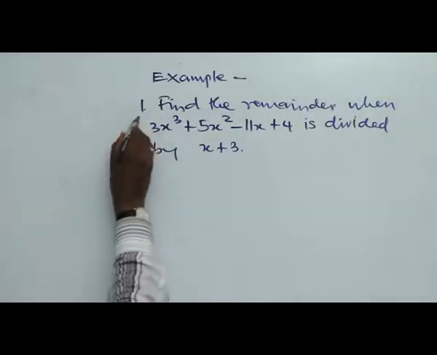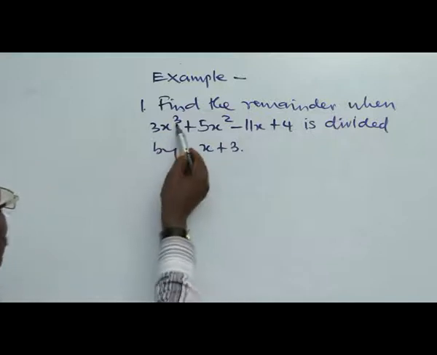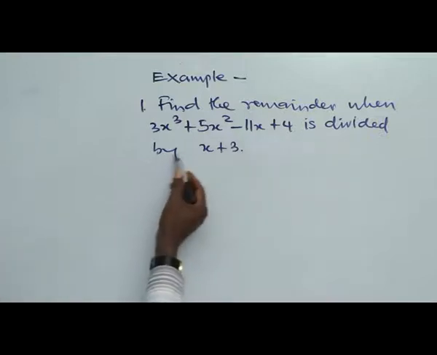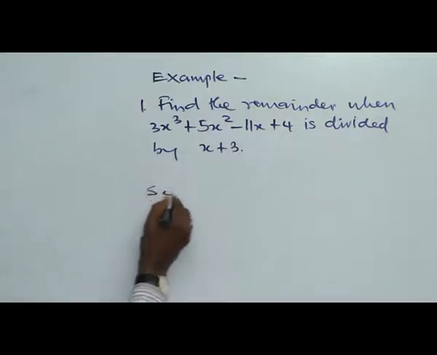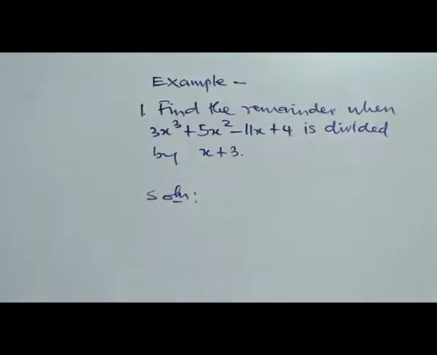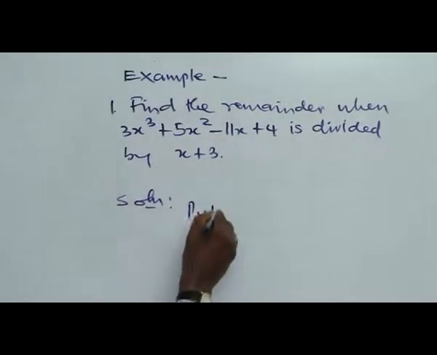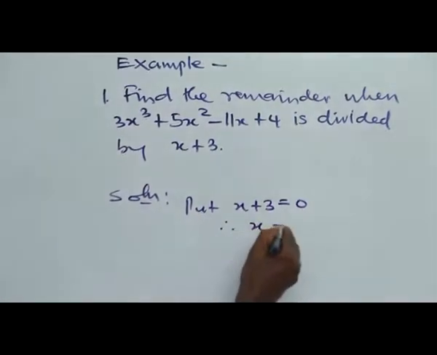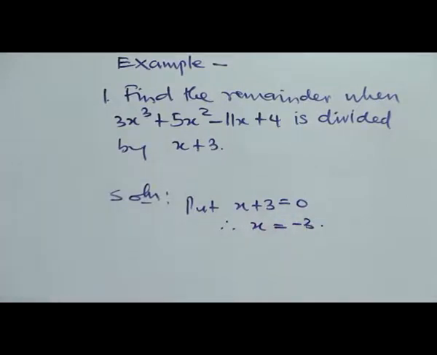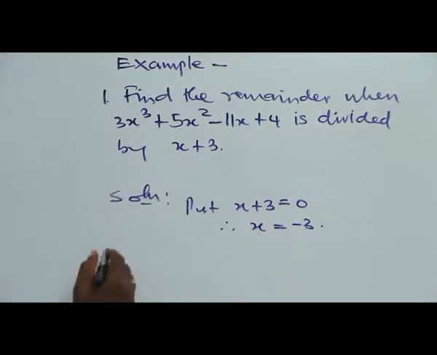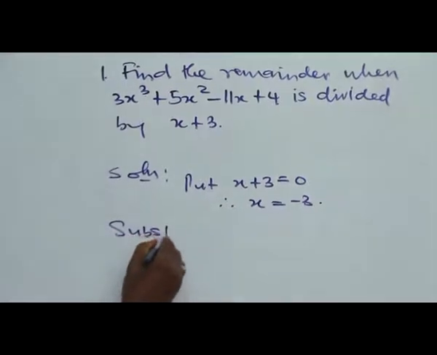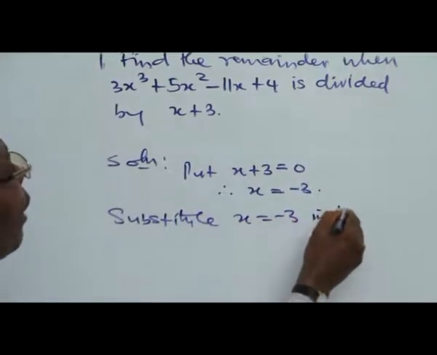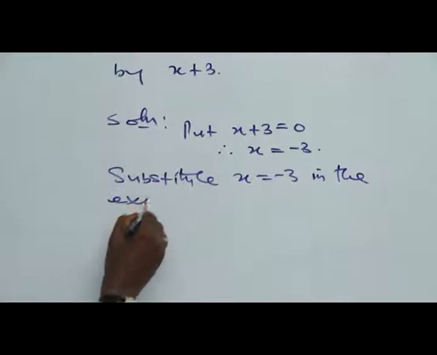Example number 1. Find the remainder when 3s cubed plus 5s squared minus 11s plus 4 is divided by s plus 3. Solution. First of all, put s plus 3 equal to 0. Therefore, s is equal to minus 3. Then substitute s equal to minus 3 in the expression.